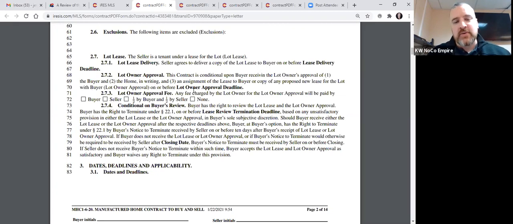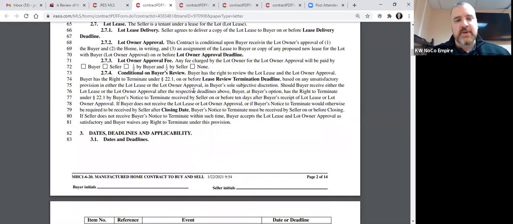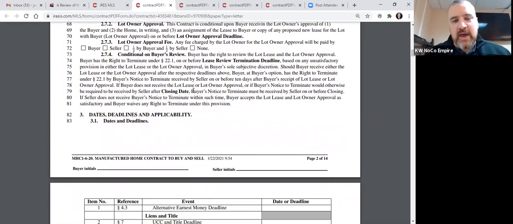Or you can go down to additional provisions if it's going to be someone other than the buyer or seller, half and half, right? You could say in regards to 2.7.3, buyer's agent's going to pay the lot owner approval fee or whatever. Okay. Which, don't do that, because you're already not making a lot of commissions. So I don't recommend doing that, but it should be an option to have other. Okay.